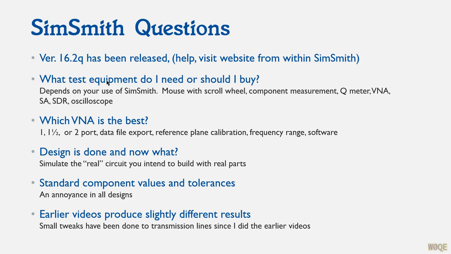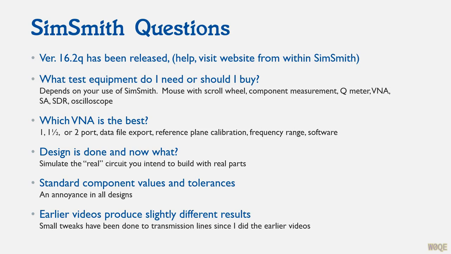A more pointed question is, which VNA is best? I really don't know the answer to that question. VNAs come in a couple of different categories, 1, 1.5, and 2 port versions. A 1 port version is kind of what you would call an antenna analyzer. It measures impedance, or S11.